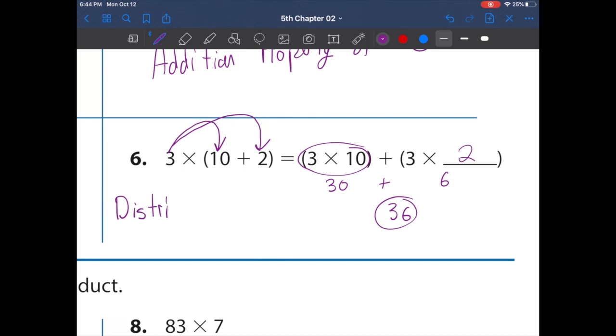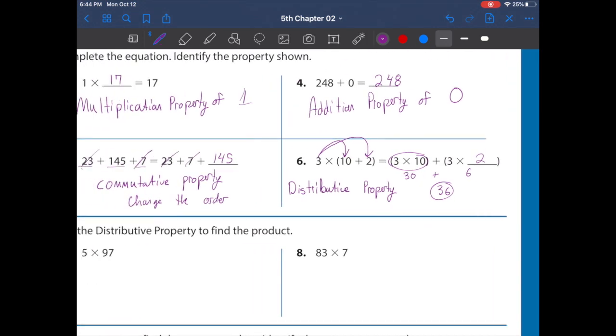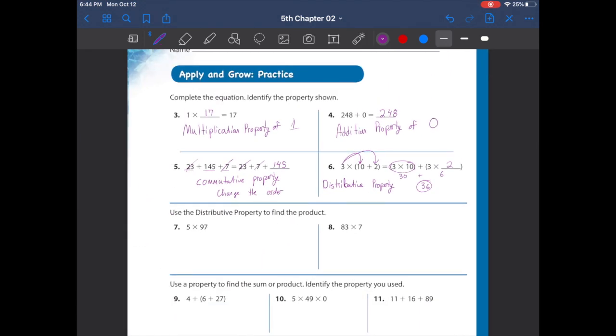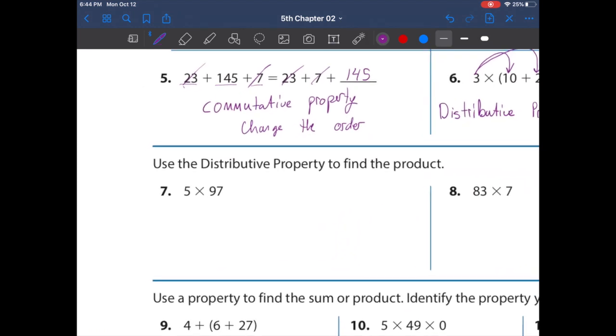And which property is this? This is called the distributive property. Okay. Let's try a few more of these.